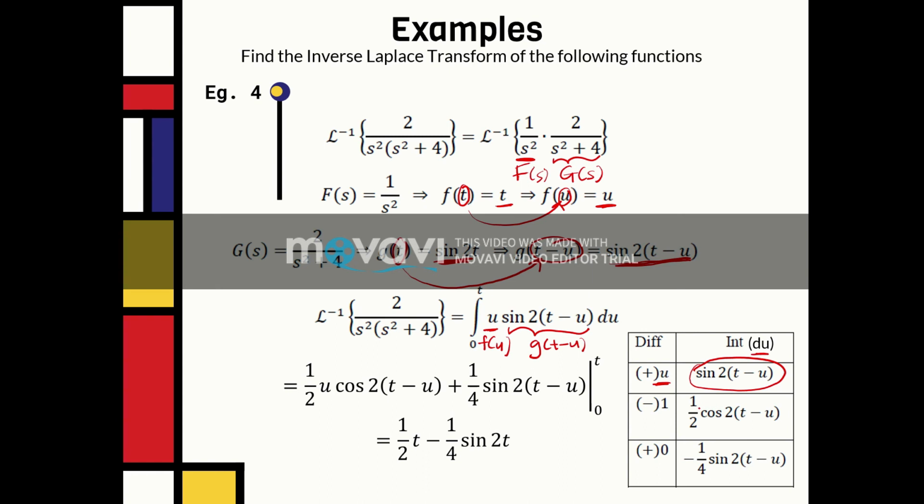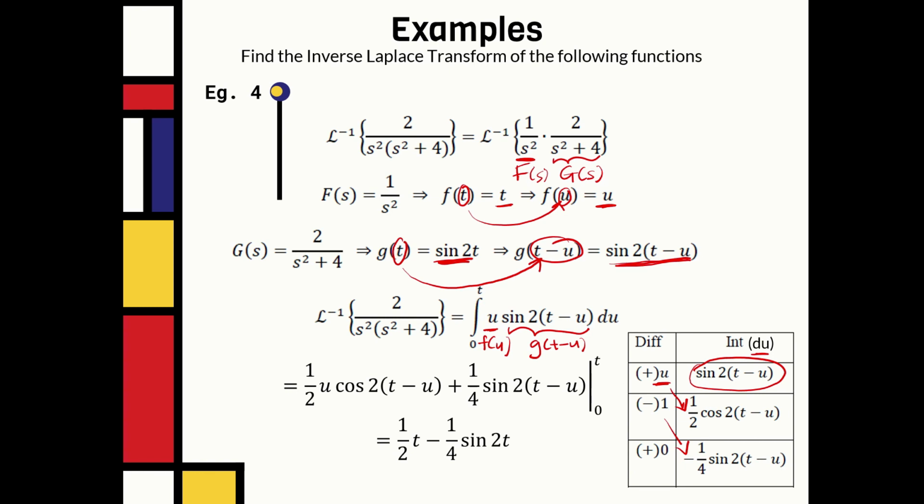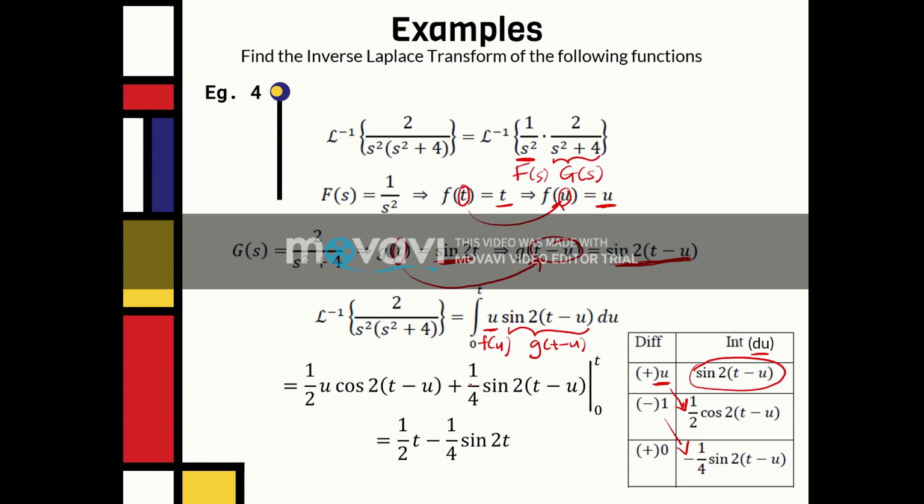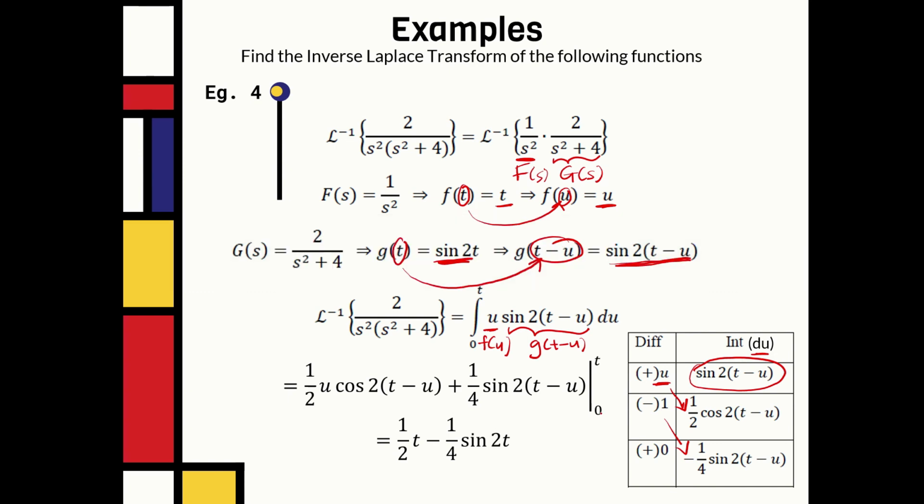So we have solved the integrations. Cross multiplication. Be careful with the sign of the multiplication and also the integration. So we're going to get 1 over 2 u cos 2(t minus u) plus 1 over 4 sin 2(t minus u), with the limits of upper limit u equals t and lower limit u equals 0.